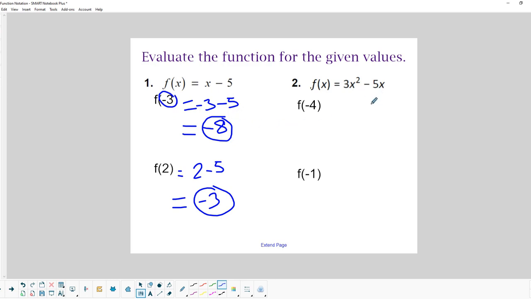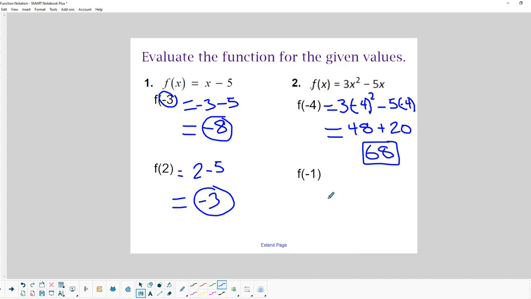What about this function? This is a little more complicated, but we're going to put in the number -4, so 3 times -4, and since that's a -4, I'm going to put parentheses around it as I square it, minus 5 times -4. So I'm being careful how I put the data in. So -4 squared is 16. 3 times 16, this whole first part is equal to 48. And then -5 times -4 is positive 20. So that entire thing equals 68.